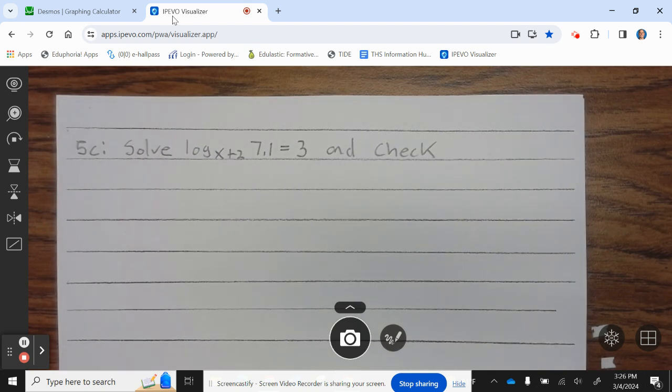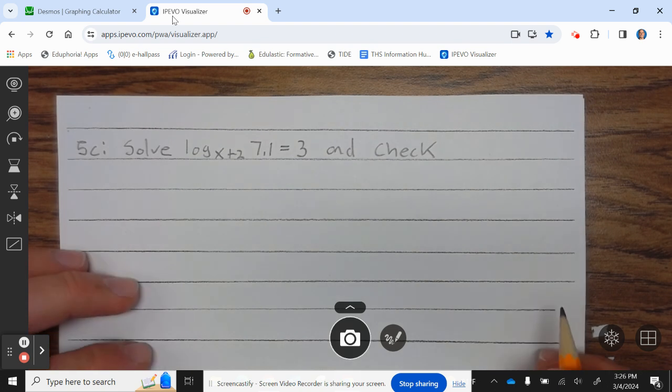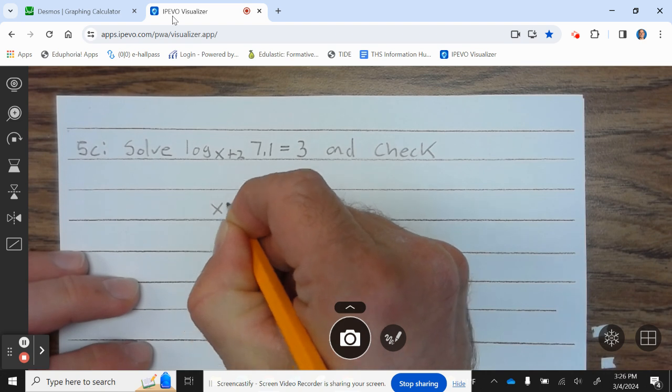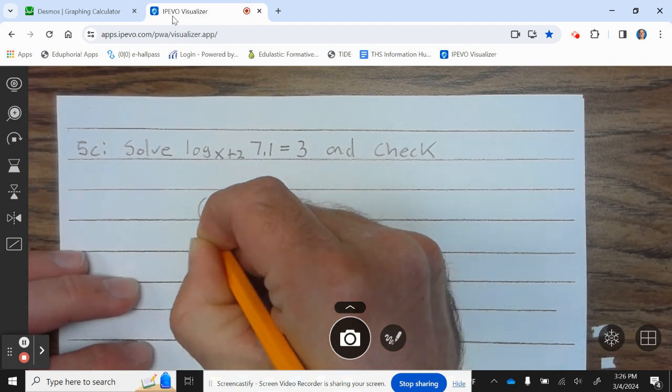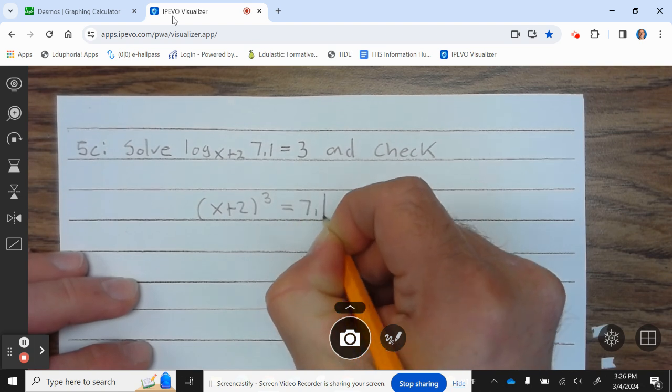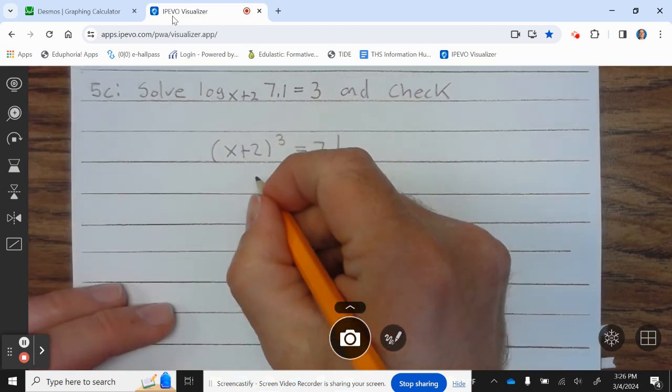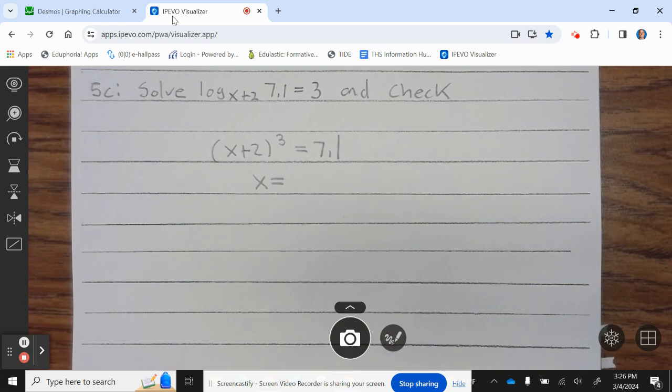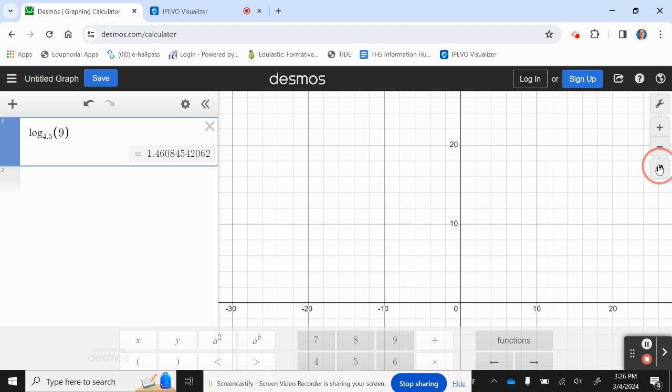5c, solve log base x plus 2 of 7.1 equals 3 and check. All right, so to answer this question, we're going to convert log to exponential. So we're going to rewrite this as x plus 2 to the third power equals 7.1. We're going to graph the left side and right side and find the x value. All right, let's go ahead and do that. If we do that, let's press the home screen on the graph.